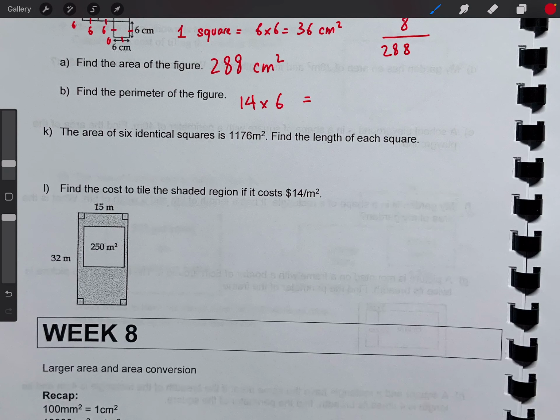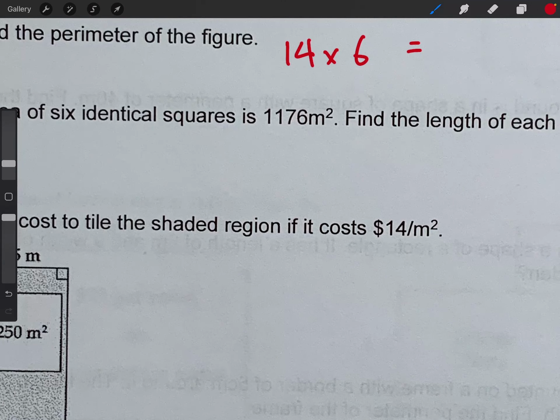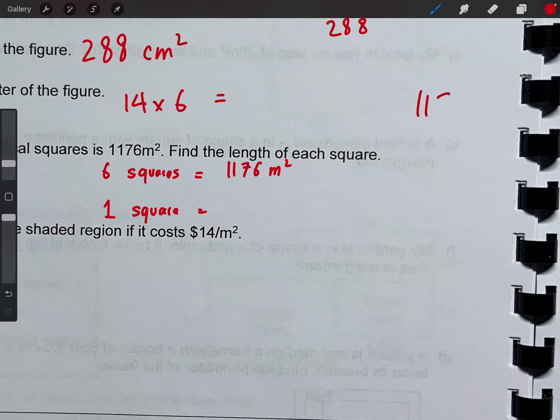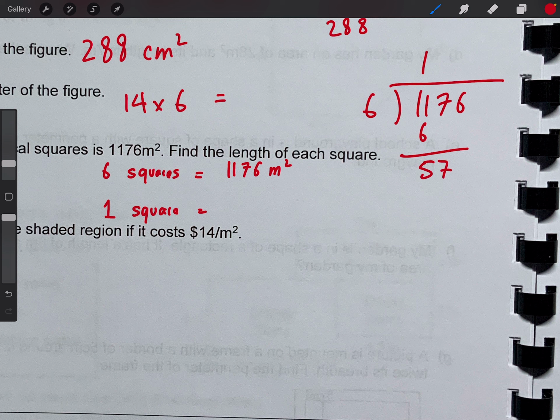The area of 6 identical squares is that much. Find the length of each square. So 6 squares is equal to 1,176 meters squared. What's the area of 1 square? Well, we just divide it. We just do 1176 divided by 6, and you're going to get, let's see, this will be 1, this will be 6, this will be 57 divided by 6 is 54, which is 9. Oops, that should be a 5. Then you've got a 3, bring the 6 down, and that'll be 6. So that means 1 square is 196 meters squared.